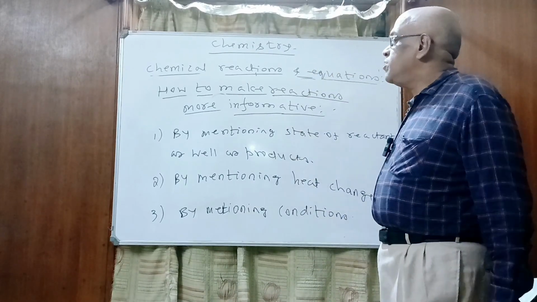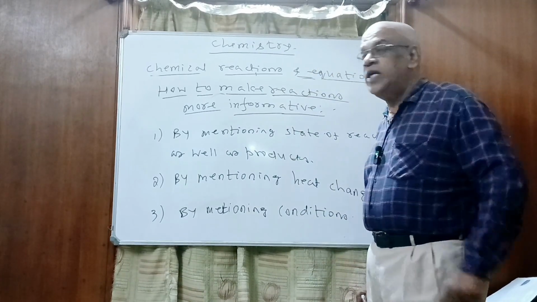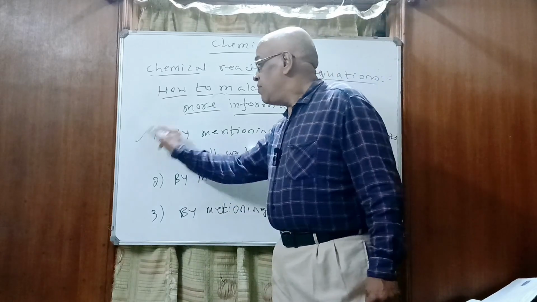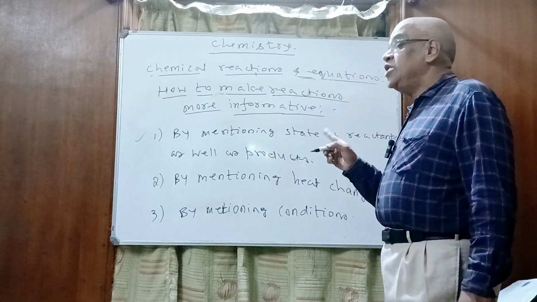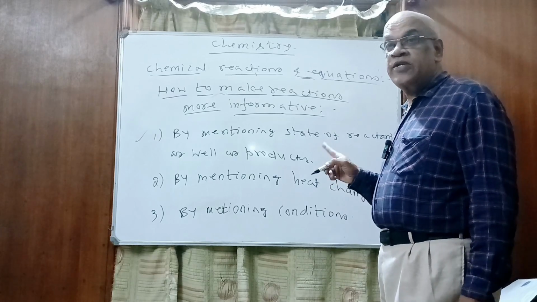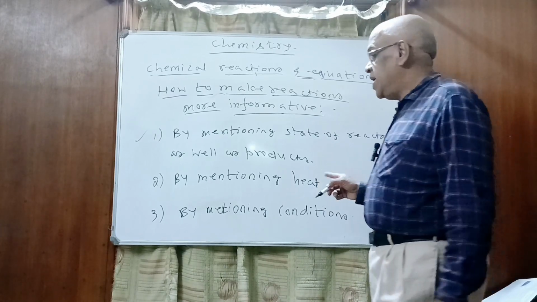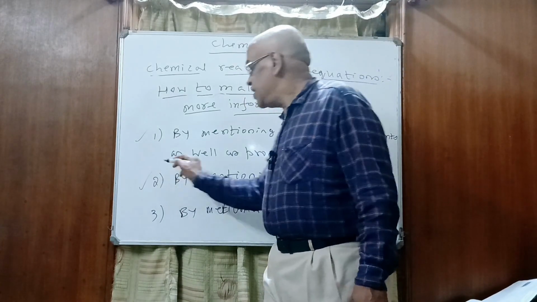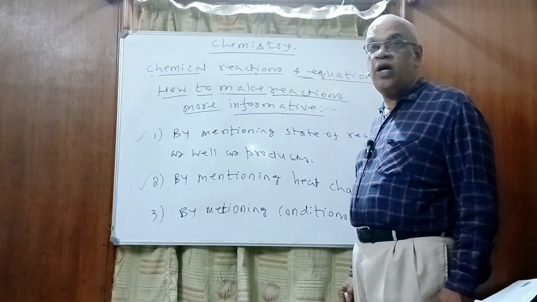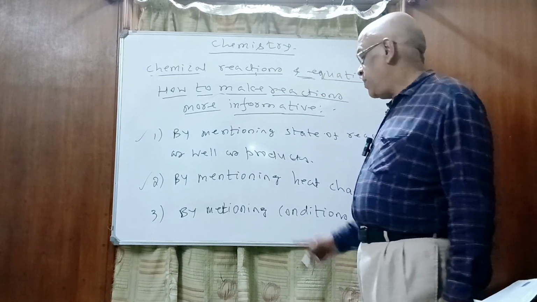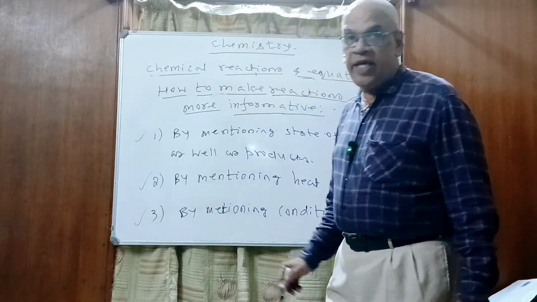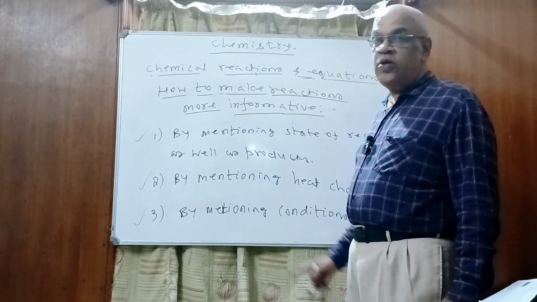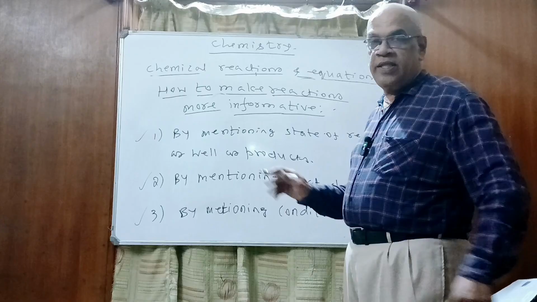How to make reaction more informative, children? There are 3 points, very very important. Remember, by mentioning state of reactants as well as products. This you should keep in mind. They will not ask for one more question. Then by mentioning heat change, whether the reaction is endothermic or exothermic. By mentioning conditions under which the reaction takes place. Yes or no, children? So these are the 3 points.